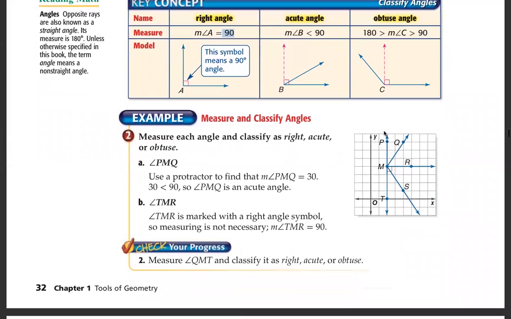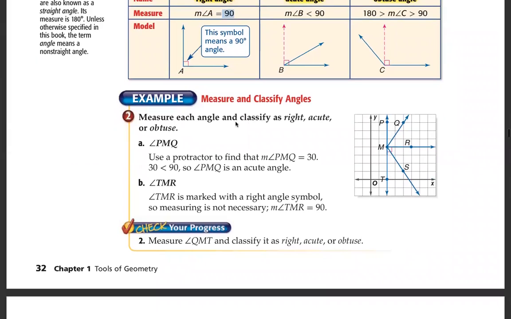Clear? Okay, so here, measure each angle and classify as right, acute, or obtuse. We don't have a protractor, but let's look at angle PMQ. By looking at it, we say it's acute, because it says measure and classify, so you can only answer the classify part, because I don't have a virtual protractor that I can put on top of here. So small, PMQ, that's small. So it's obviously acute, like what it says here, acute angle. But its measure is 30 degrees.